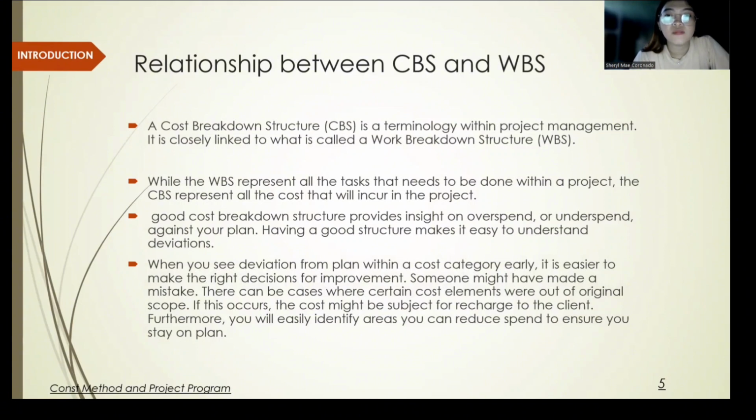So the CBS and WBS help in order to organize your plan. It is also important in project management so that we can avoid mistakes, and it helps align what needs to be done in the projects.